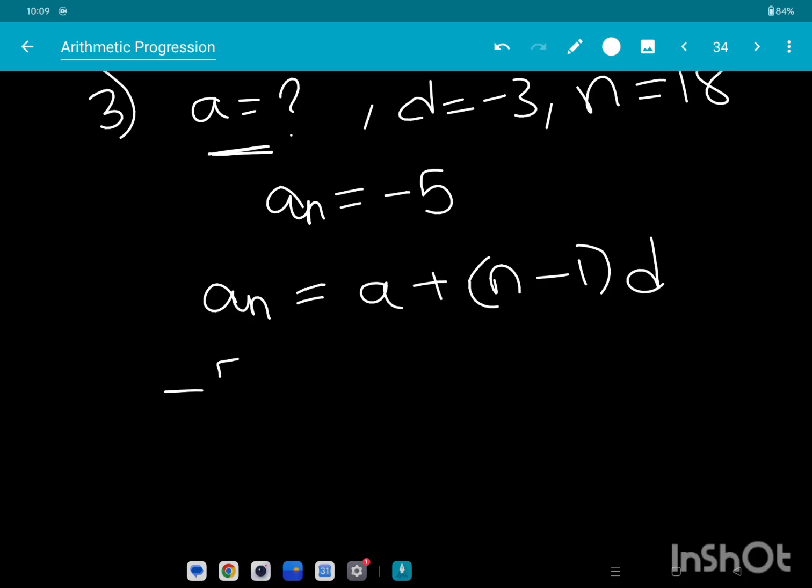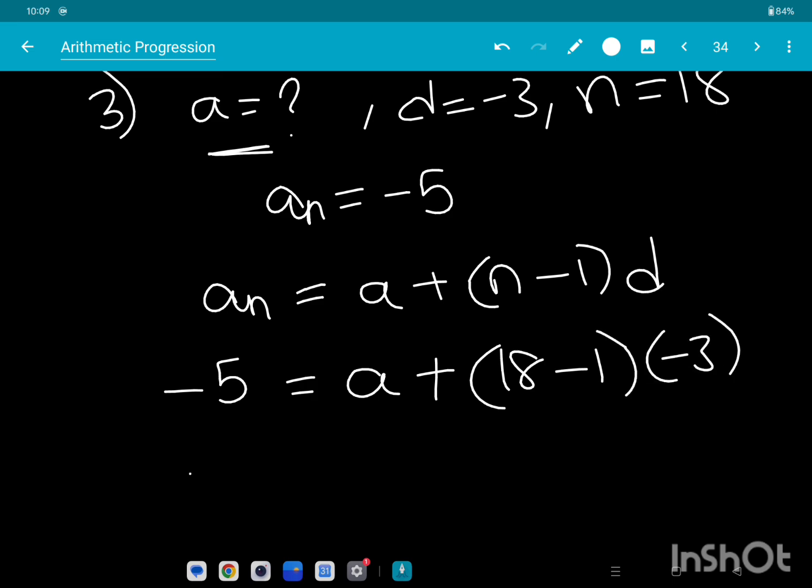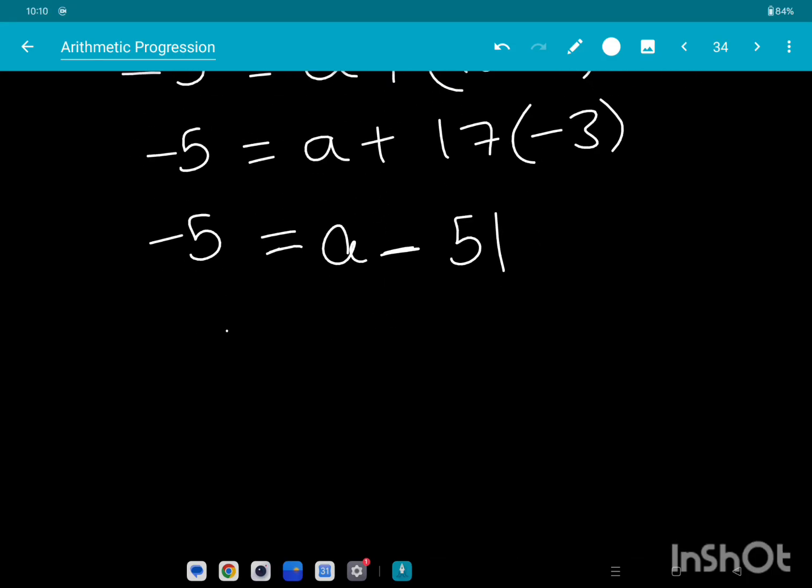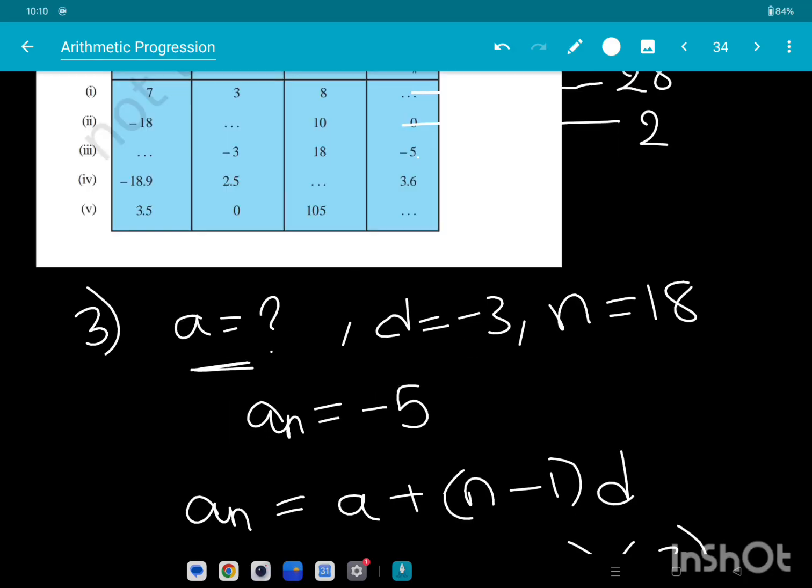What is the an value? Minus 5 is equal to a plus (n means 18 minus 1) into minus 3. Minus 5 is equal to a plus, here it is 17 into minus 3. If I multiply, then what will I get? a plus into minus, it will be minus 17 threes. What is 17 threes? 51. a is equal to, if I solve this, I will get 51 minus 5, which is 46. So here the a value is 46.